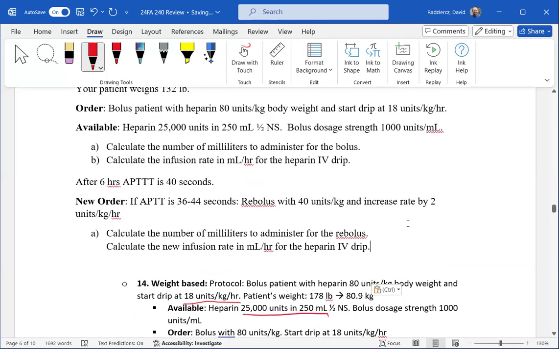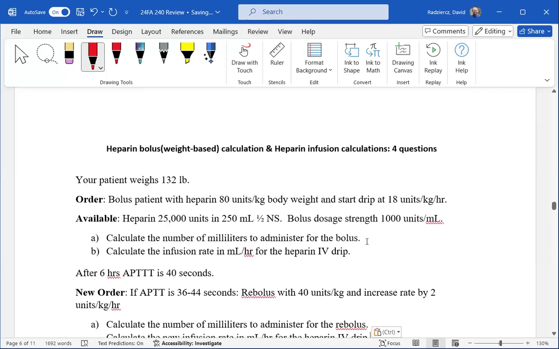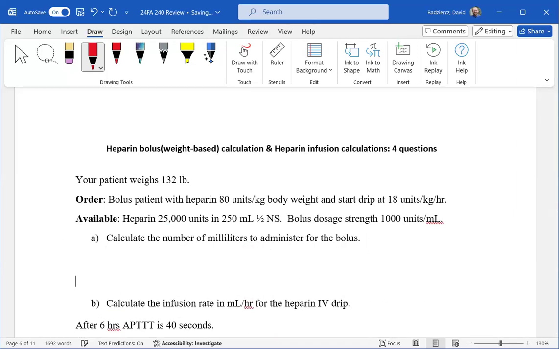All right. So let me create some spacing here.